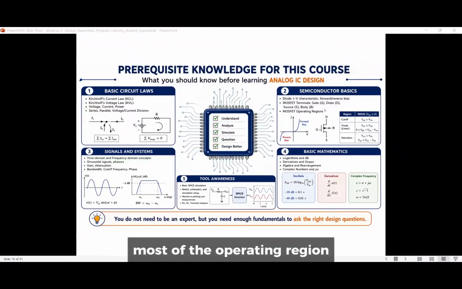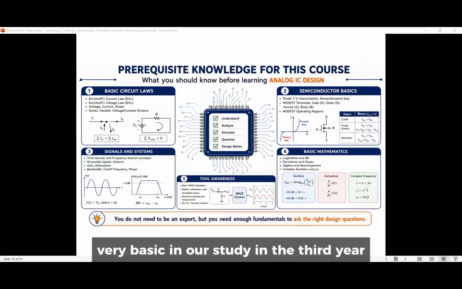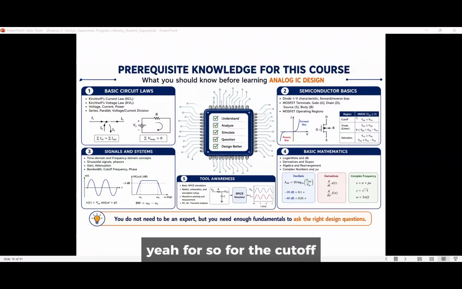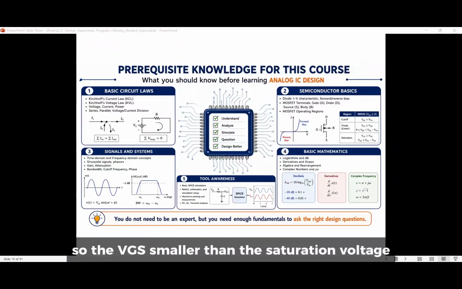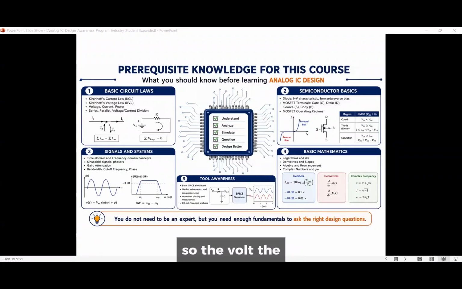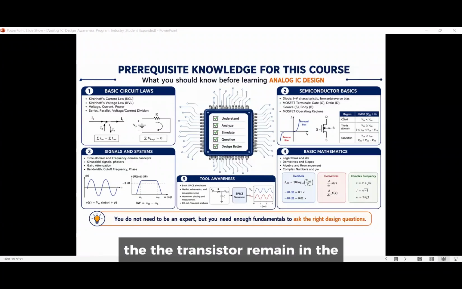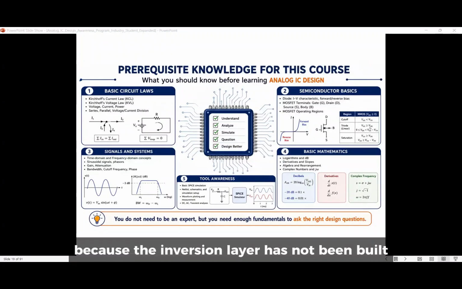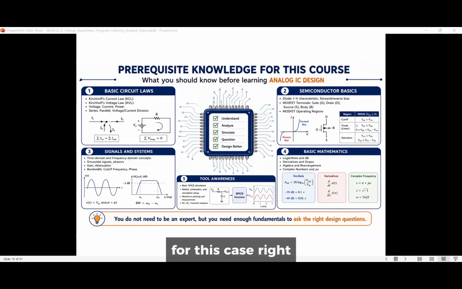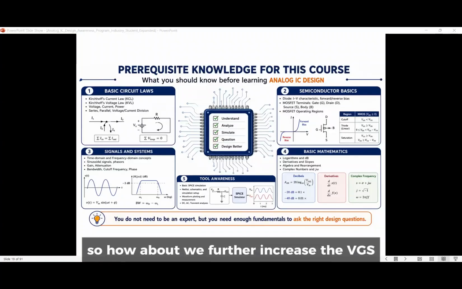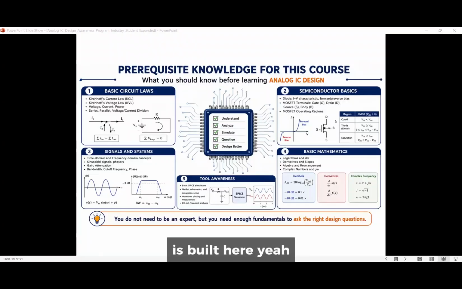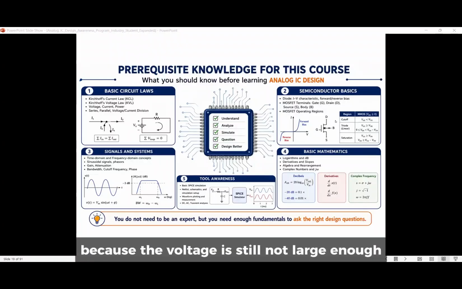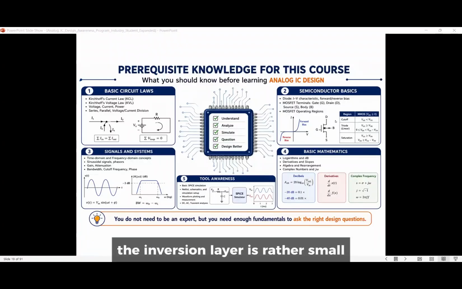Next, the operating regions. This is very basic, studied in the third year. For cutoff, VGS is smaller than the threshold voltage, so the transistor remains off because the inversion layer has not been built. If we further increase VGS, the gate-source voltage, then the inversion layer is built. But because the voltage is still not large enough, the inversion layer is rather small.